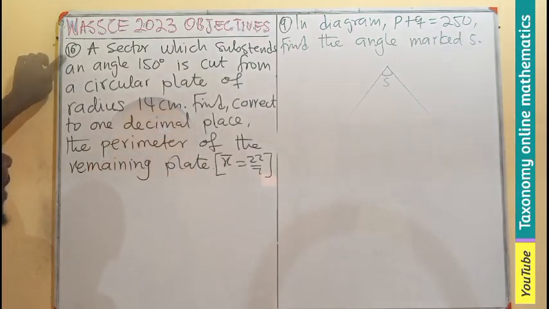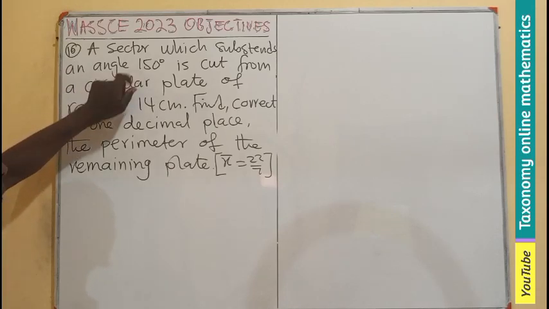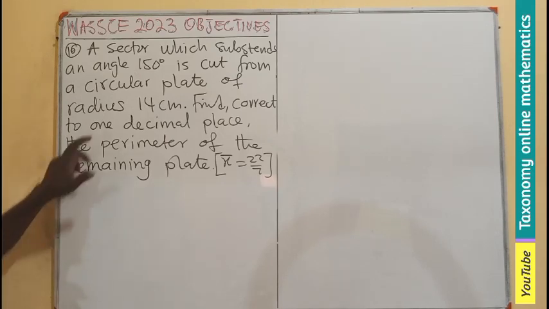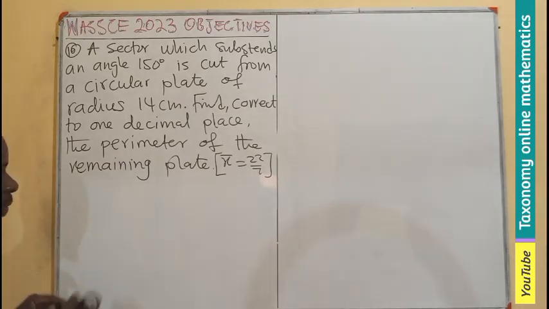Question number 10. A sector which subtends an angle of 150 degrees is cut from a circular plate of radius 14 centimeter. Find, correct to one decimal place, the perimeter of the remaining plate.